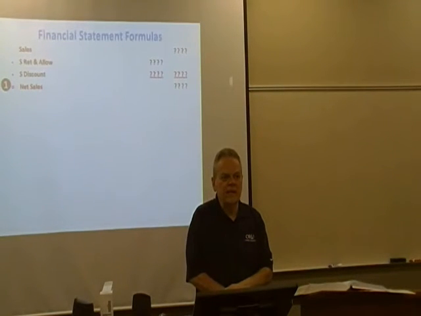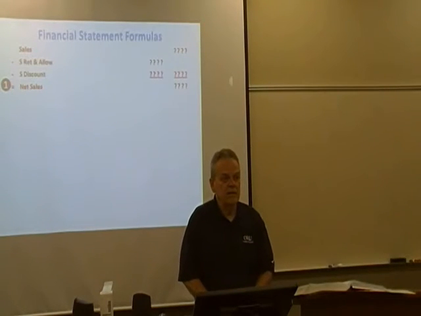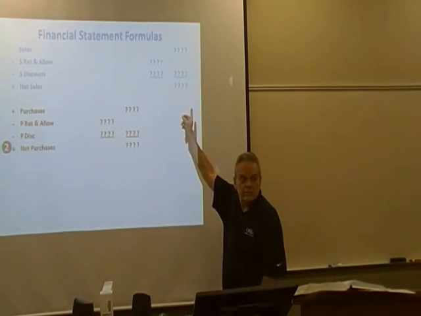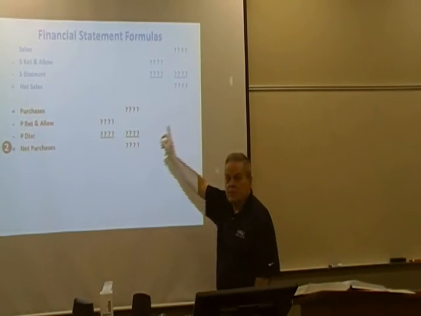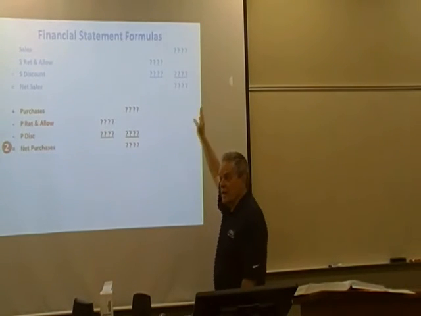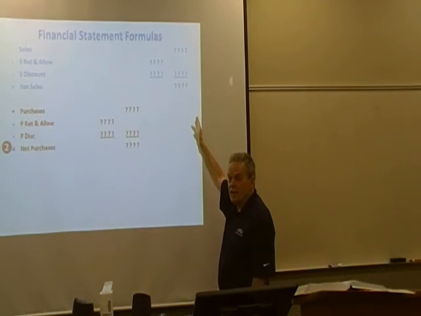Now, Michael said beginning inventory plus purchases. And my curiosity is about purchases. Can you describe for me net purchases? Rylan, how do you get net purchases? Purchases minus purchase returns and allowances minus purchase discounts. So that's parallel to net sales. Net purchases is the main account reduced by its contra accounts.